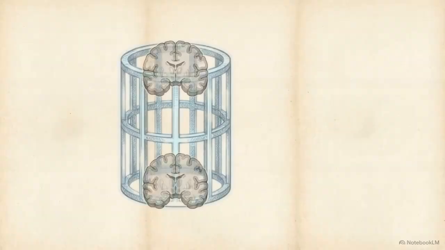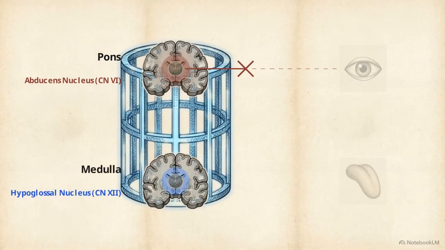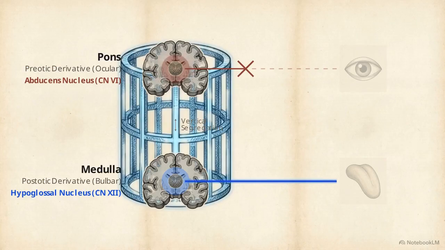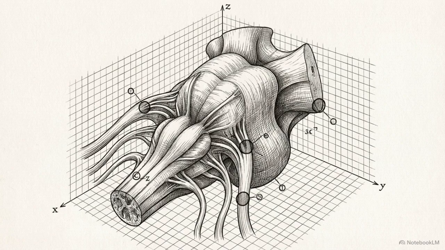Equally important is deducing what remains intact. Because cranial nerve 12 is a postotic derivative located lower down in the medulla, its pathways are completely spared by this pontine infarct. The patient's tongue and bulbar functions will remain perfectly normal. Clinical mastery of the cranial nerves requires looking past a simple numerical list. By internalizing the embryological origin and spatial topography of the brainstem, you gain a rigorous, logical framework for mapping the human nervous system.